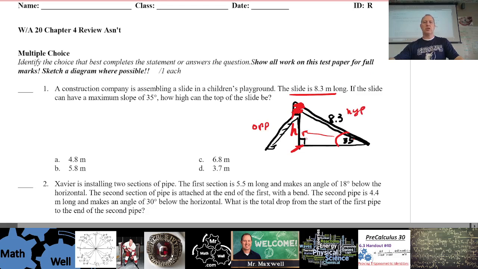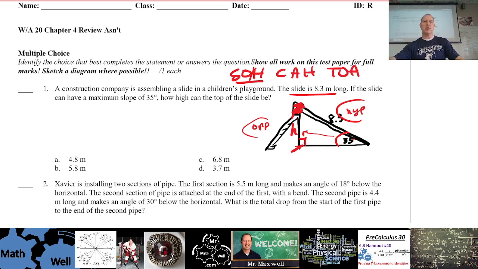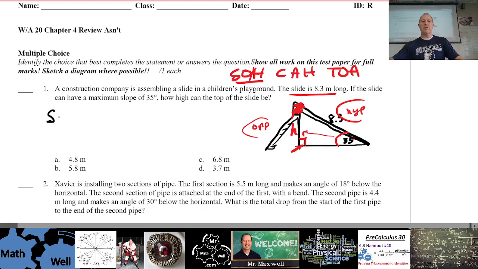So which trigonometric function should we use that involves opposite and hypotenuse? Shout it out. Sine, right? Because it's SOH CAH TOA, right? And sine is opposite divided by hypotenuse. So the one that involves opposite and hypotenuse, that's the one we're going to use. So please be careful. You go sine 35 degrees equals opposite, which is h.